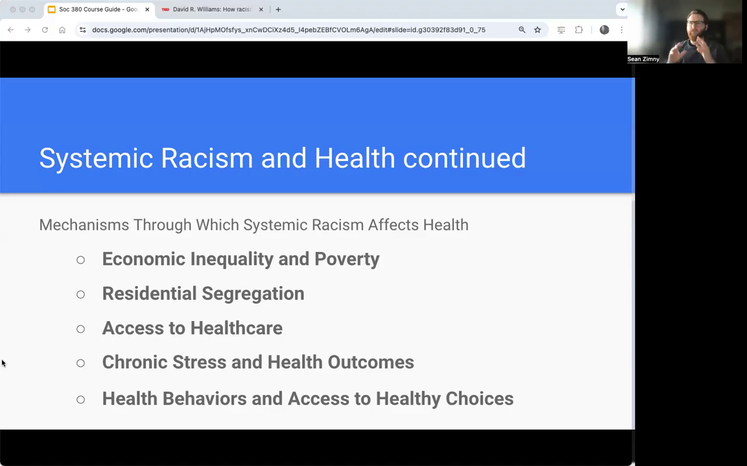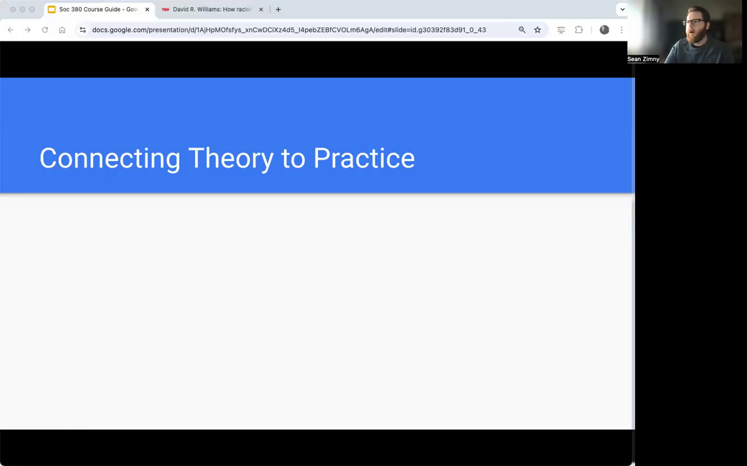So these are 5 examples. Again, refer to the notes and look back on each of these descriptions here. But this is an example of how systemic racism actually does directly impact health outcomes. Connecting theory to practice. All I want you to think about here is linking the more theoretical concepts of the social determinants of health and the fundamental cause approach to practical public health policy.